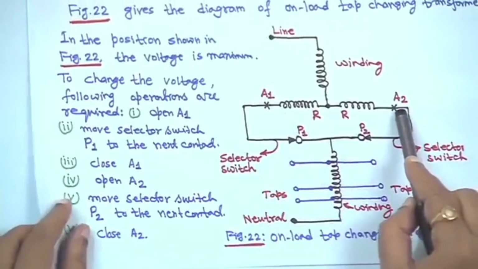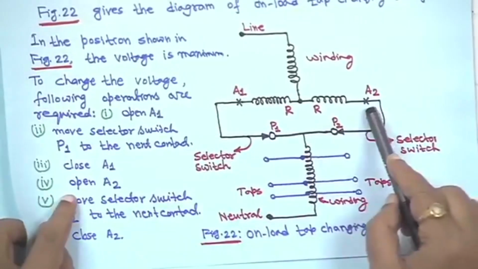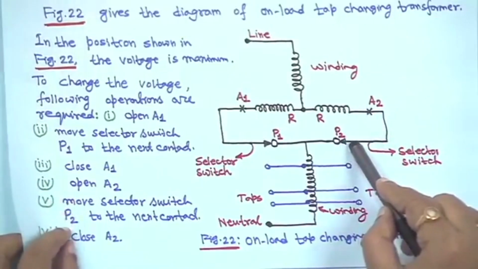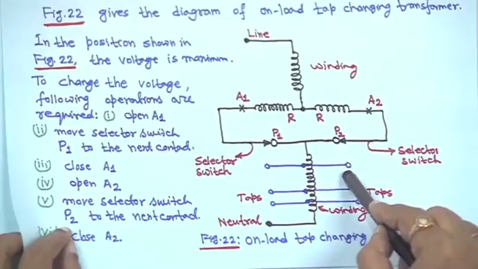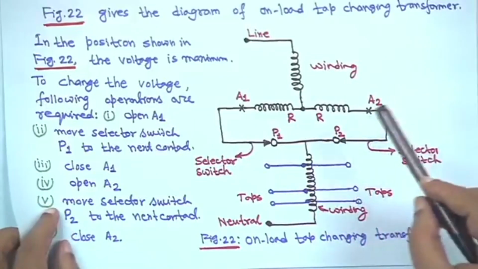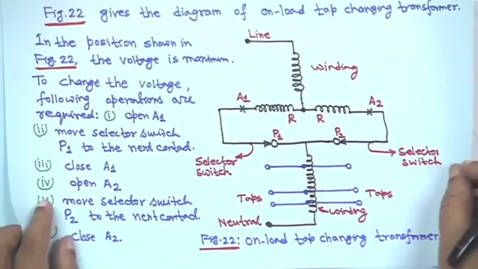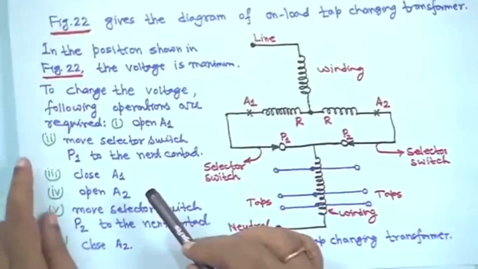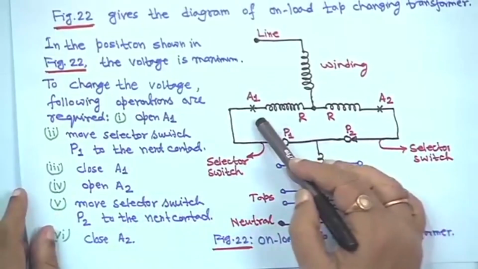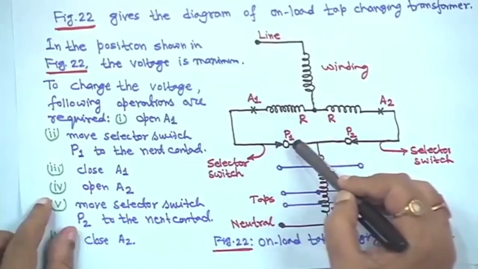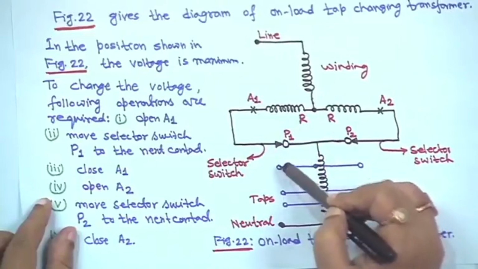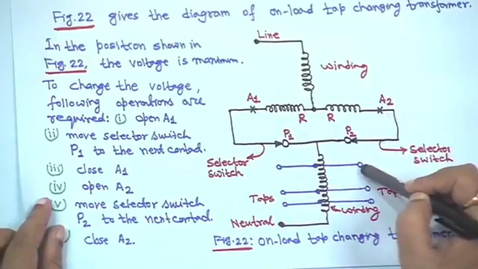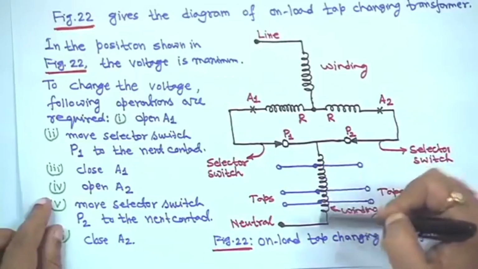Similarly, from this side also you open A2, similar operation, right. Once A2 is open, then move the selector switch to the next position, that means you bring it here, right, and again you close A2. This way your voltage level will change, right. So, I am not redrawing the arrangement again. All steps, that is why I have written that you have to first open this one, right, and then move this P1 to this position, then again you close A1. Similarly, this one you open, move it here and then again you close it. This way your turns ratio can be changed.